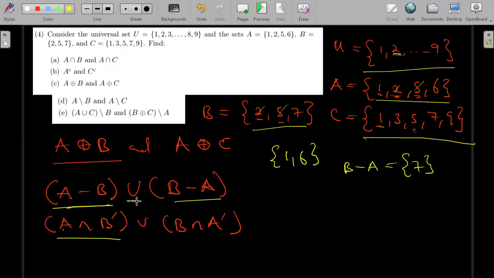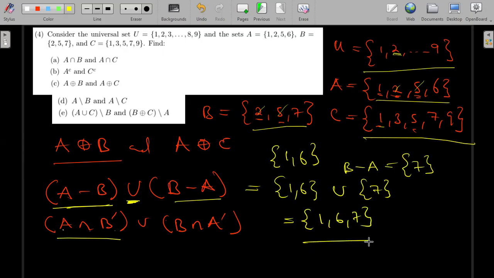Next, I just bring these together. There's a union here. Union just means elements that are in either set or the other one, or both of the sets combined. So they're just bringing every element together. So now I have this part and that part, and I bring them together. So it is 1, 6 union the 7, and this into one set is just going to be 1, 6, and 7. So this here is the symmetric difference of A and B. That's how I find it.